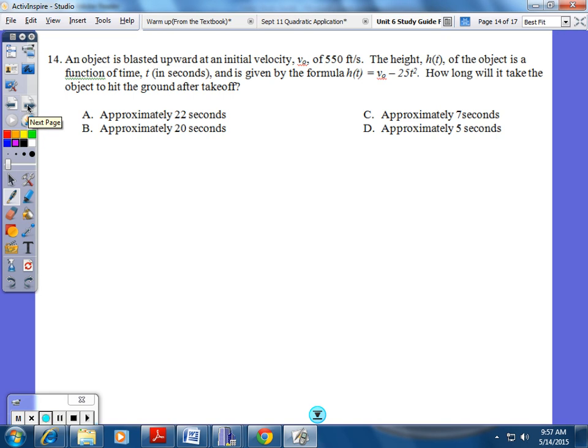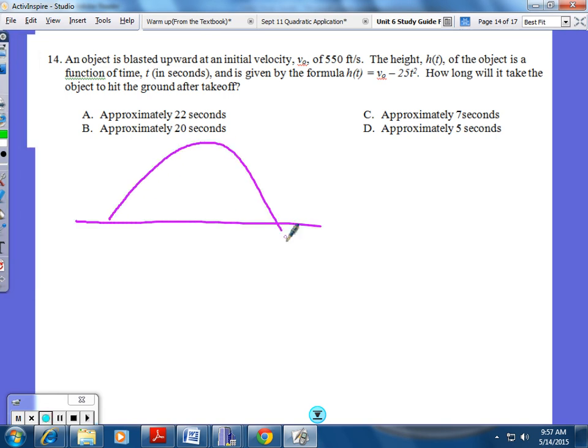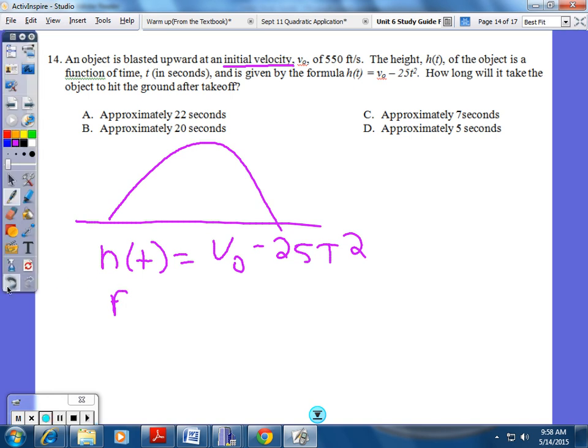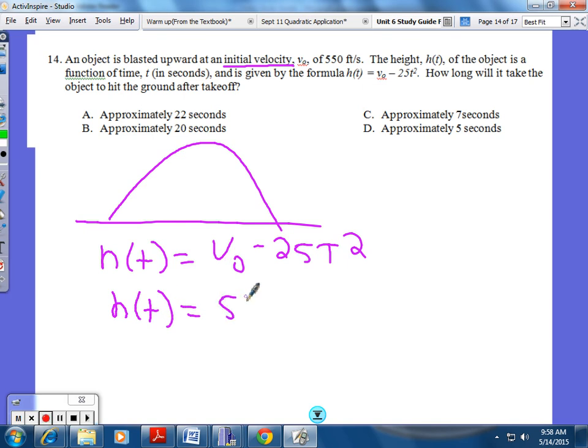All right, number 14. They say, how long will it take for the object to hit the ground after takeoff? Okay, so they're telling you blasting something into the air, and of course, it's going to eventually come down. Okay. They give you the equation, and then they tell you that v sub 0 is its initial velocity. So they tell you the initial velocity is 550. So all you have to do is plug in 550 in place for v sub 0.